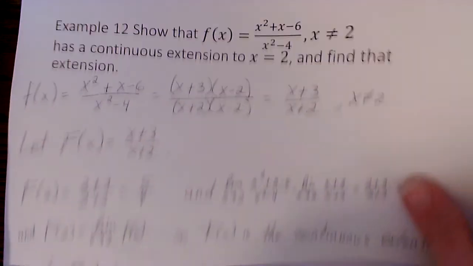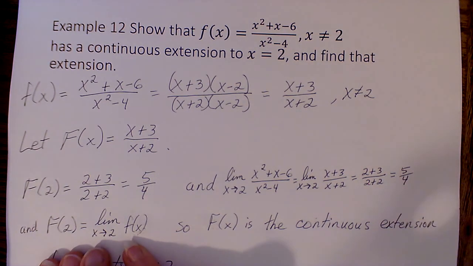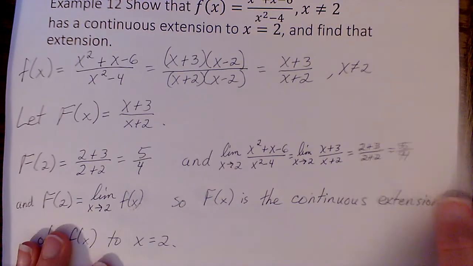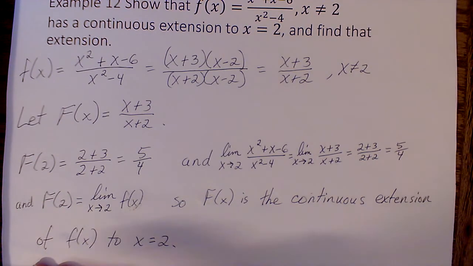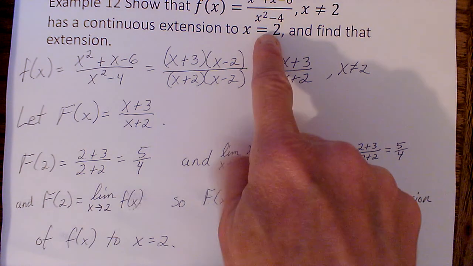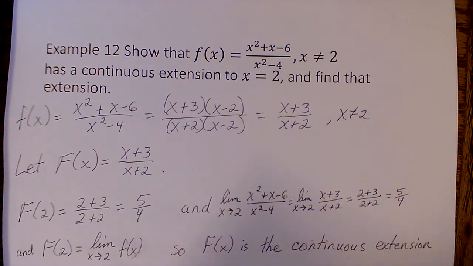And so now we would say, since F of 2 is equal to the limit as x approaches 2 of f of x, then capital F of x, defined as x plus 3 over x plus 2, is the continuous extension of f of x to x equals 2. And so now we've found a way that we could redefine it so that this new function would be defined over the entire domain, even though the original one is not defined. The little f of x is not defined at x equals 2.